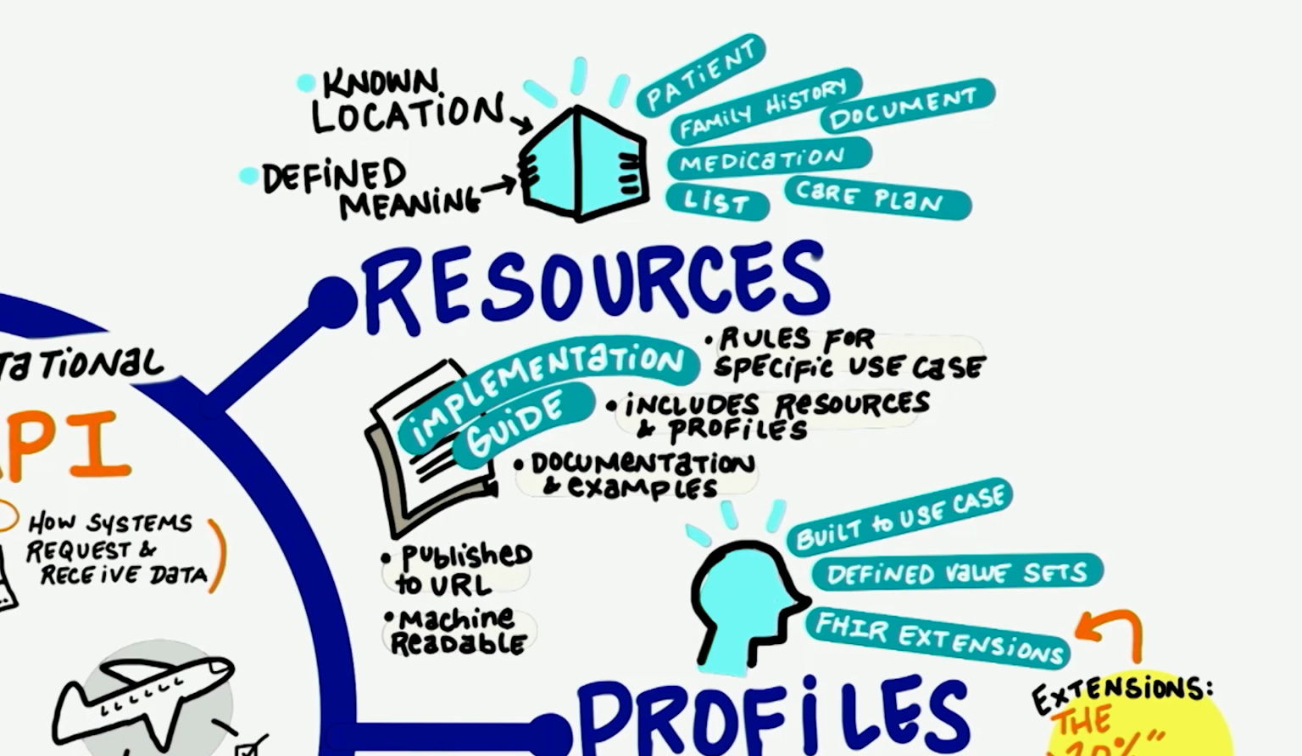The FHIR implementation guides, as I say, they're sort of the end game. They become the important way that governments, the US government included, specify what is required in federal regulation. They don't just say you need to use FHIR, they say you need to implement in your organization a particular version of this implementation guide for a particular use case.